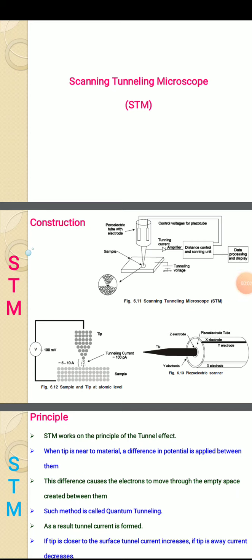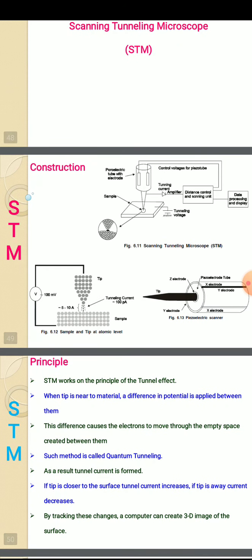Okay, now we are going to see the topic scanning tunneling microscope, in short form STM. See, this is also one of the microscopes. It is used to view small-sized objects. It should be in enlarged sizes, highly enlarged sizes. That is the specification of the scanning tunneling microscope.